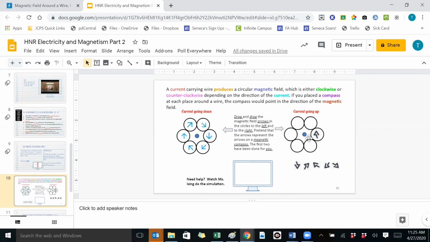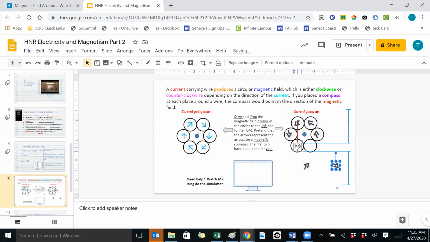Now, when the current was going up, it moved in a counterclockwise pattern, which was to the left. So I'm going to adjust my arrows and keep moving them around until I have a counterclockwise pattern, which is showing that it's moving in a circle going towards the left. So this is my counterclockwise pattern of my magnetic field.